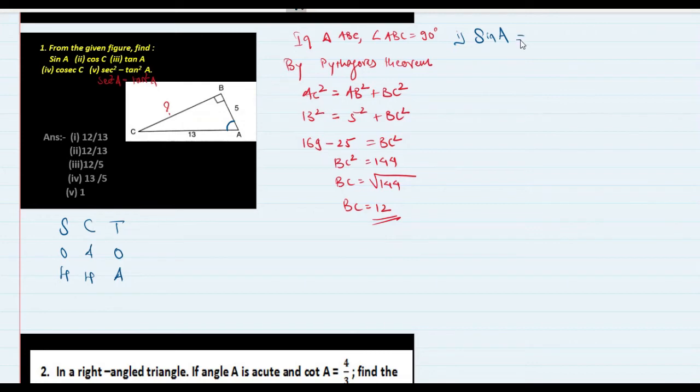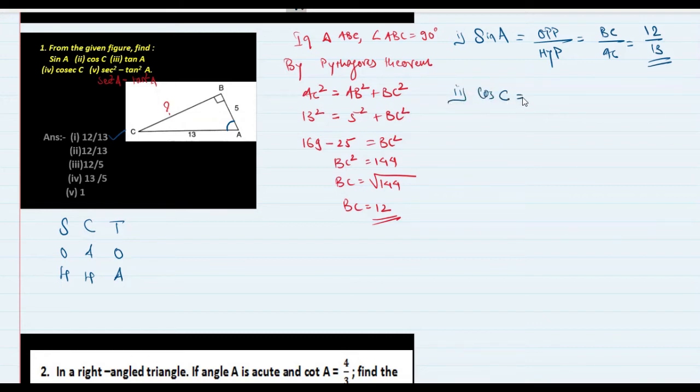So, SOH CAH TOA. Okay, so what is sine? Sine is opposite upon hypotenuse. What is opposite to angle A? Opposite to angle A is BC. What is hypotenuse? Hypotenuse is AC. So BC upon AC. BC is 12, and AC is 13. So sine of angle A is 12 by 13. See the answer? Absolutely correct. Easy? Okay, let's go to the next.